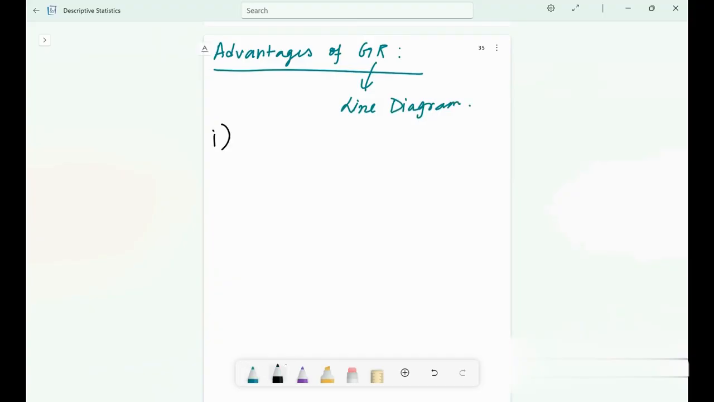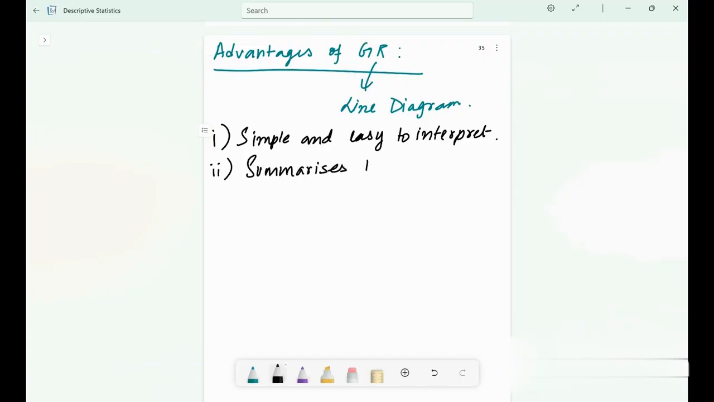First is, now what do we say about line diagram? Is it simple? Yes. Is it easy to interpret? Very easy. So yes, what will we write about it? Simple and easy to interpret. Second is, summarizes data effectively.